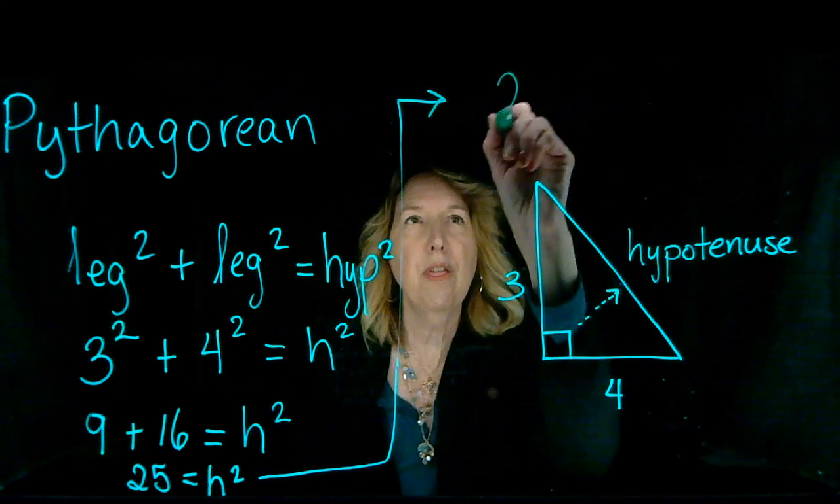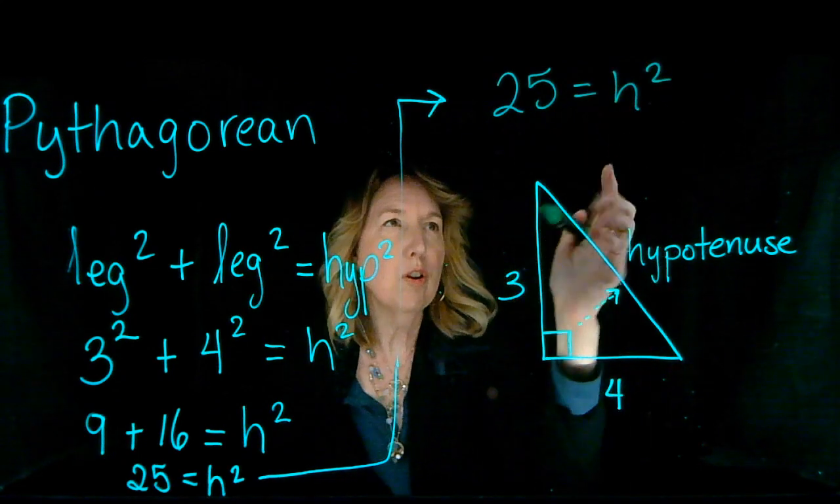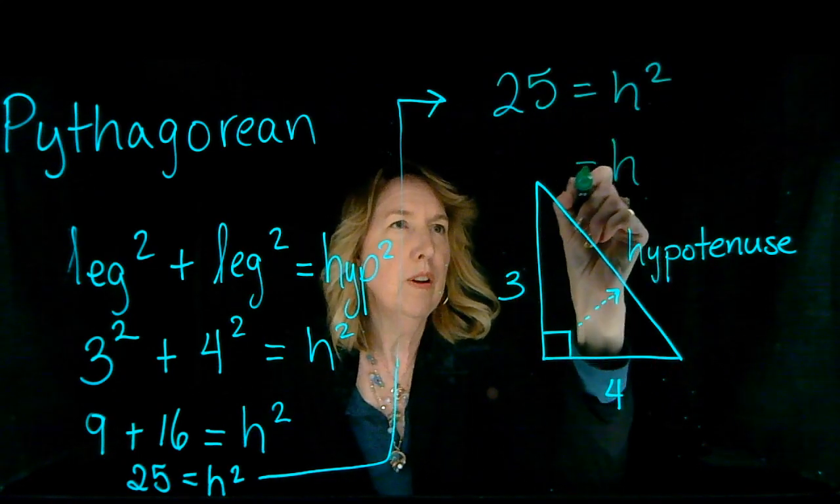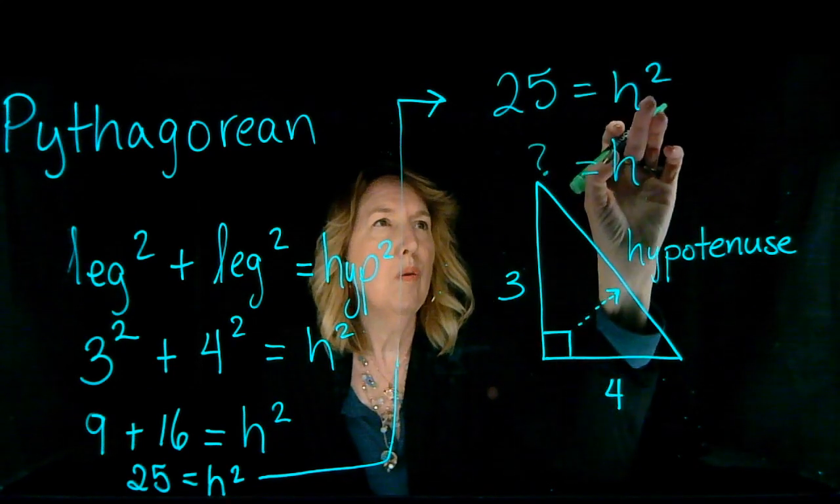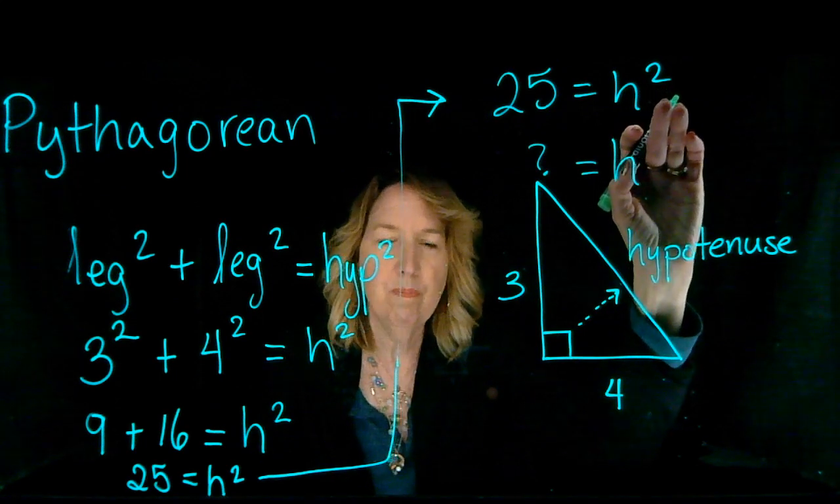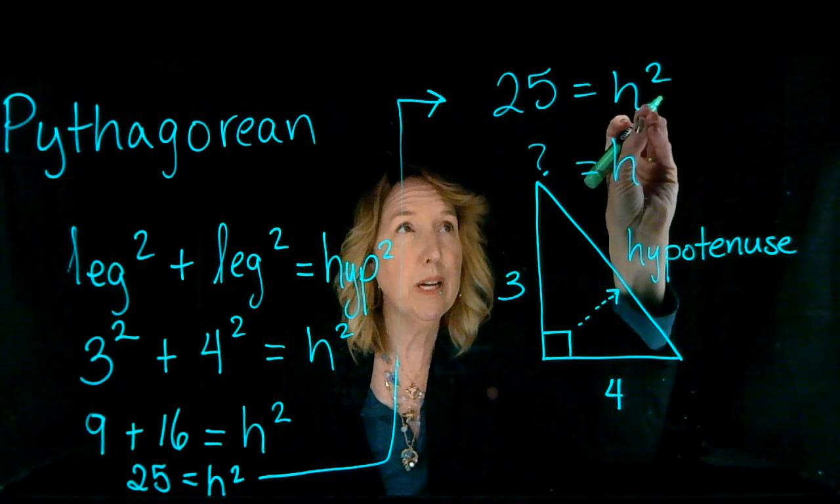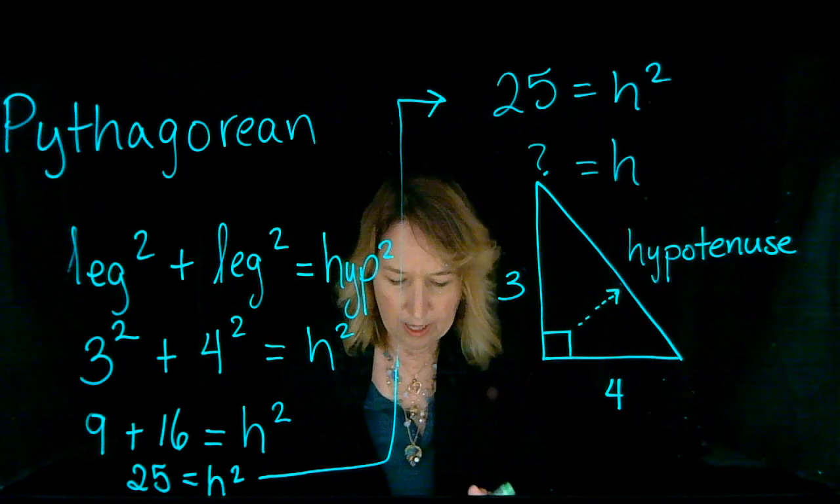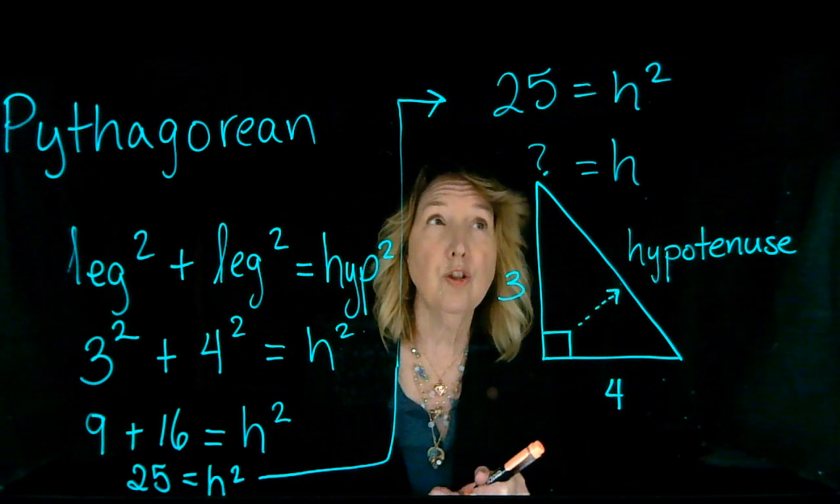What do I do with that? Well, remember your goal is to solve for h. You're trying to get to this. So this is really close, but we've got this squared here. What can we do? Algebra tells us that we have to undo it. We have to do the opposite. And it turns out that the opposite of a square is a square root.